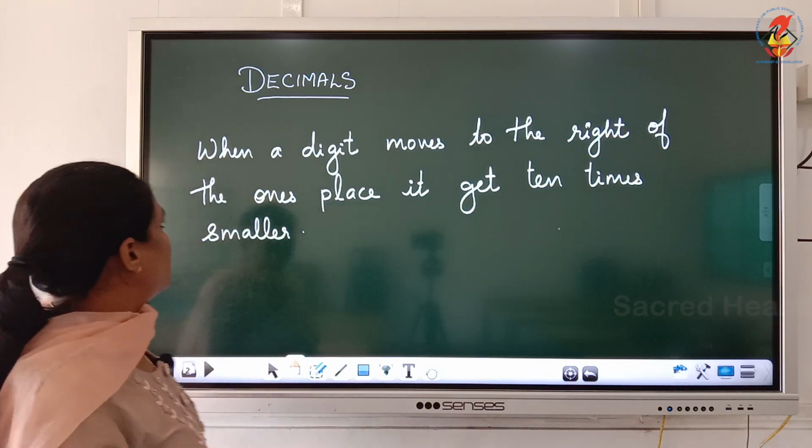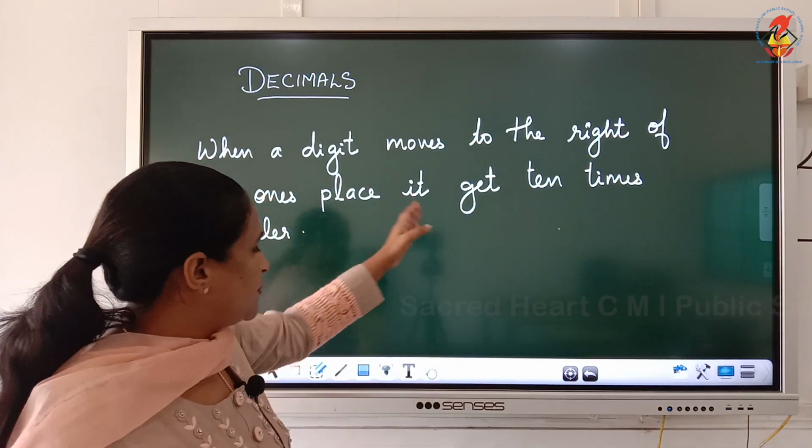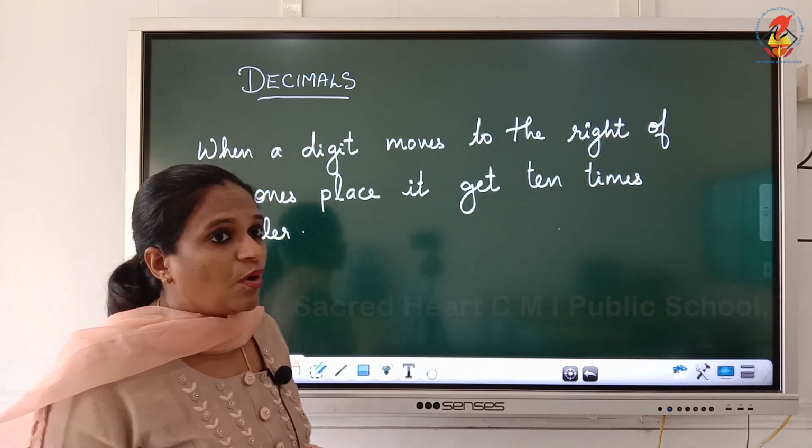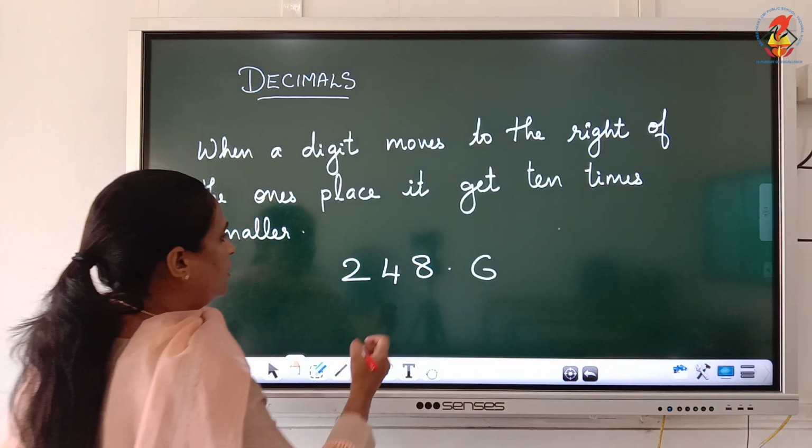So let's see, when a digit moves to the right of the ones place, it gets 10 times smaller. When it moves towards the right, it gets 10 times smaller. Now let's see some examples. I'm going to write a number, 248.6.